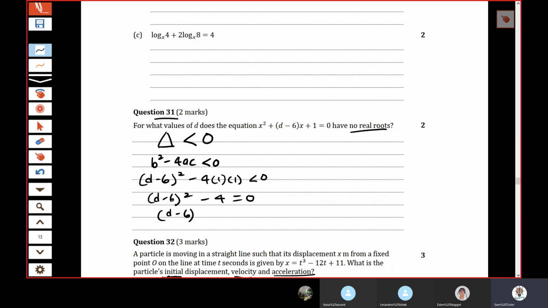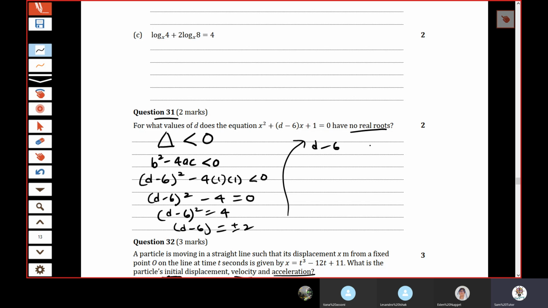I wouldn't expand. The only reason I don't expand is because I can see I can plus the 4 over and then take the square root. This usually happens with difference of two squares questions. You can see that. But anyways, if you did expand, it would have worked out as well. So don't stress. Plus minus 2.